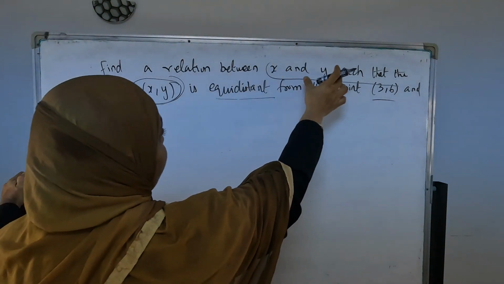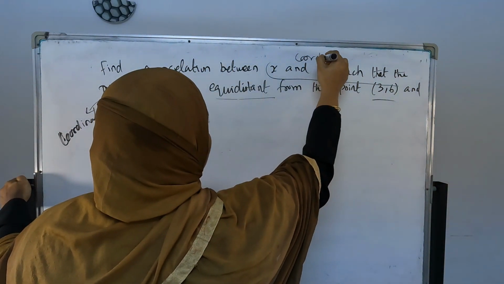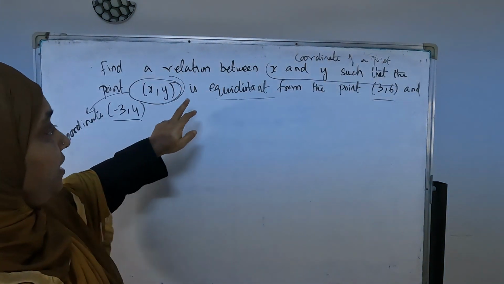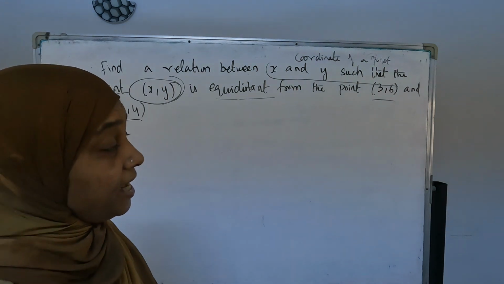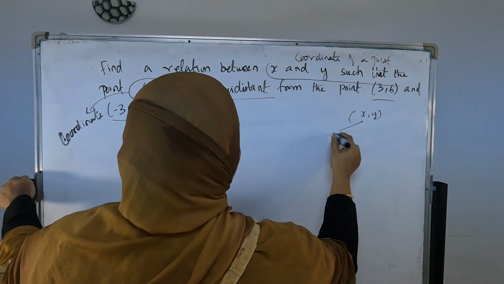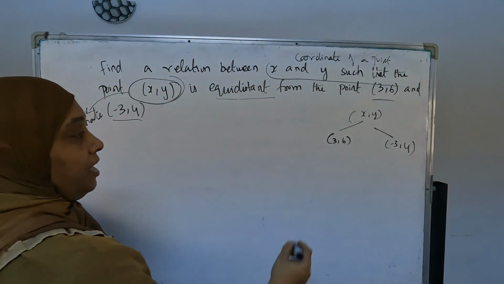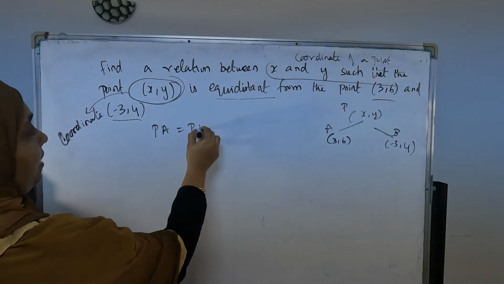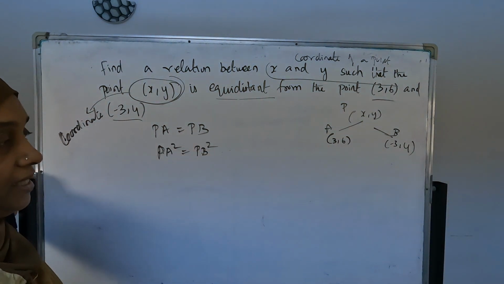Find the relation between coordinates of a point which is equidistant from the point 3 comma 6 and minus 3 comma 4. There also you have to take the coordinate as x comma y only. So x comma y and this 3 comma 6 and minus 3 comma 4 are at equal distance, equidistant. So this we will call PA, PB. That means PA is equal to PB. That means PA square is equal to PB square. Equidistance means equal distance.